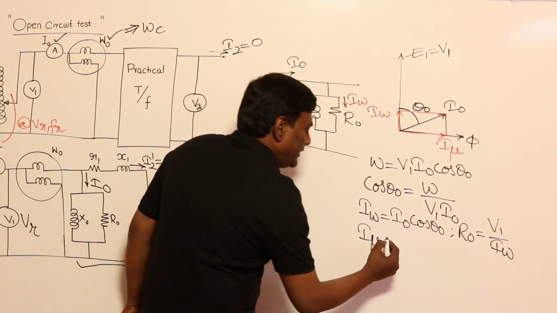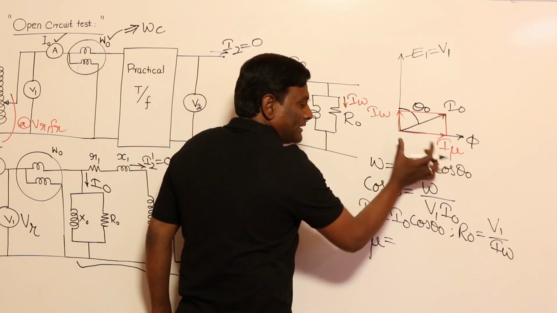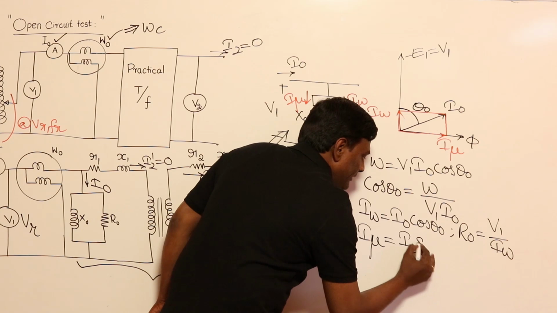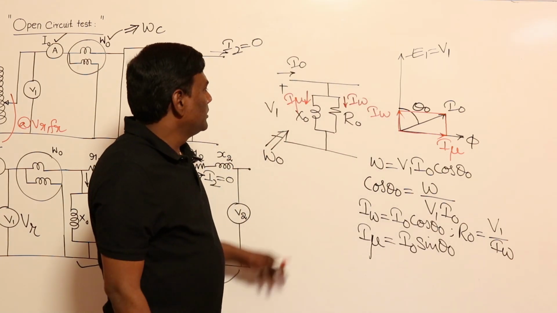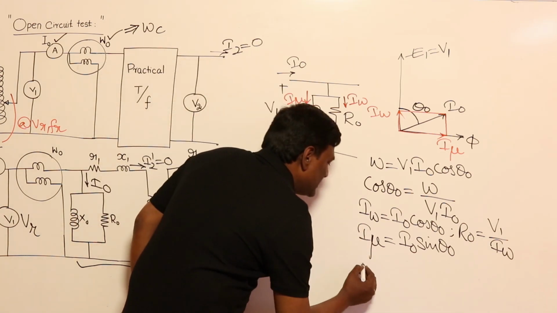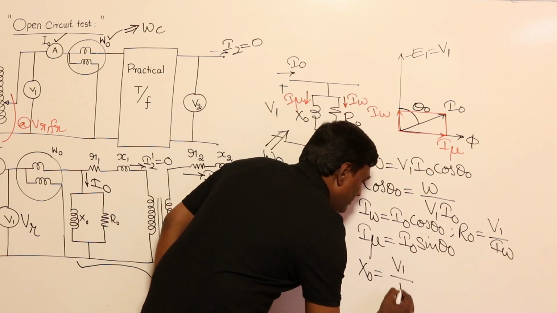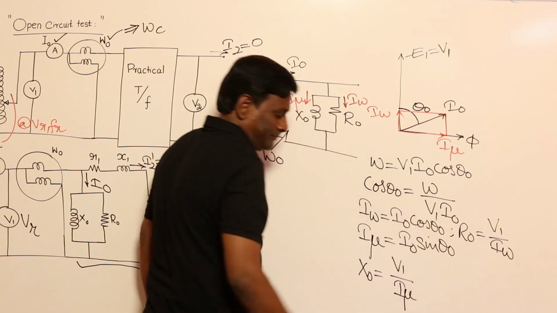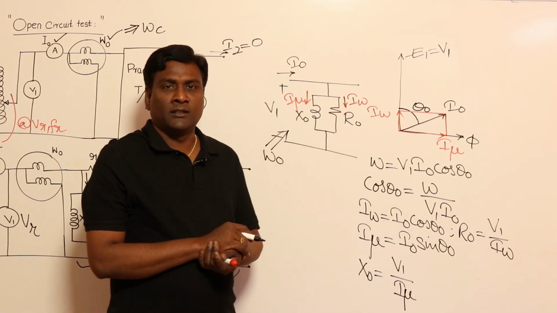Now let us think of I mu. I mu is going to be I naught sin theta naught. Once I mu is found, you already know the voltmeter reading. So how much is X naught? X naught is going to be V1 divided by I mu. So we found X naught. In this way we can find the R naught and X naught values.